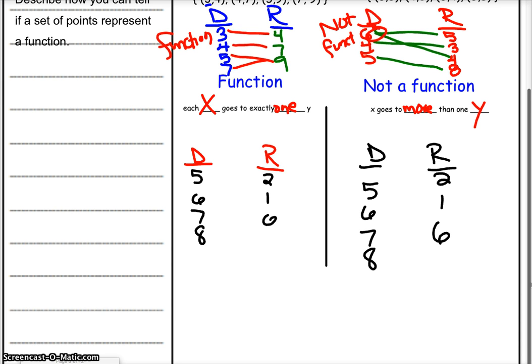So a function means each x goes to exactly one y. So that means each of these x's goes to something, only one thing. See? 5 goes to one thing, 6 goes to 1, 7 to 1, 8 to 1. Function. Not a function is when an x goes to more than one thing. So I'm just going to go like this.